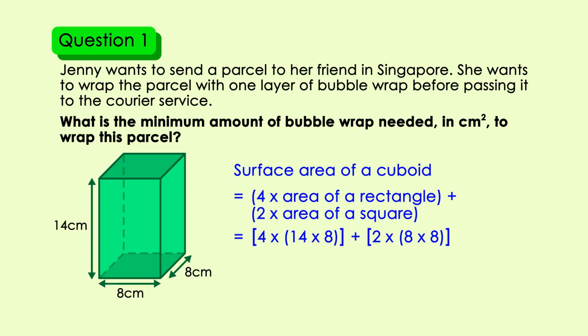4 multiplied by 14 times 8 equals 448, and 2 multiplied by 8 times 8 equals 128. 448 plus 128 is 576 square centimeters. Therefore, Jenny needs at least 576 square centimeters of bubble wrap for this parcel.